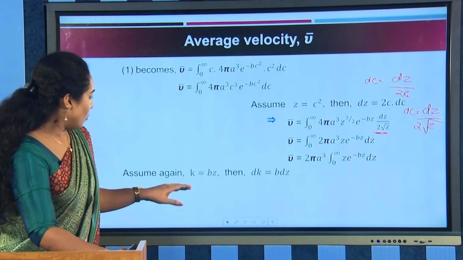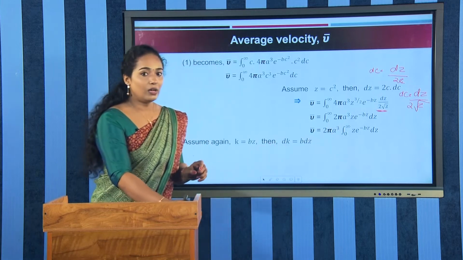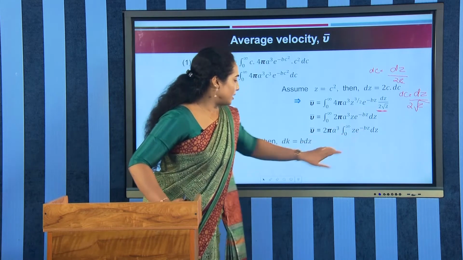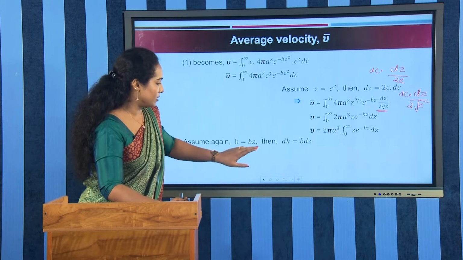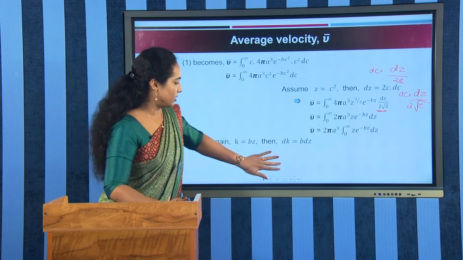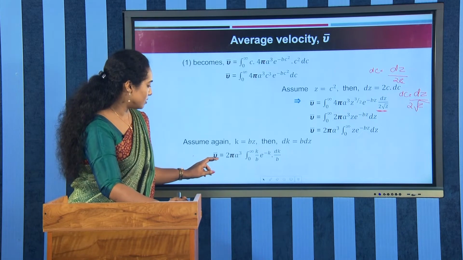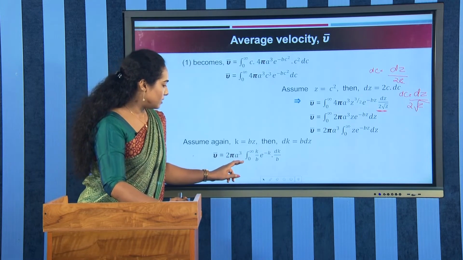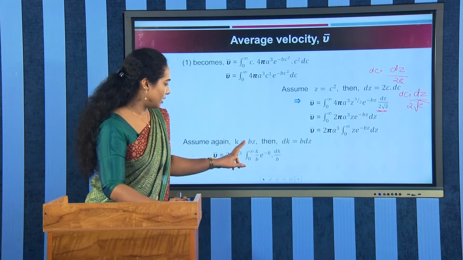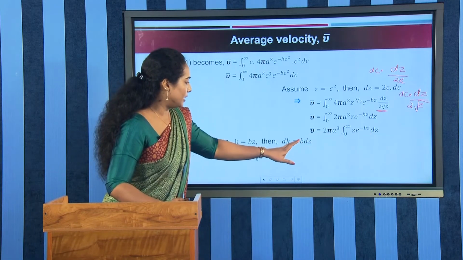Okay. And now again I am assuming that bz is equal to k. This is done in order to find out the value of that exponential term. Okay. And here, as I am assuming k is equal to bz, then dk is equal to b into dz. Then substituting these assumptions into this equation, we can write mu bar is equal to 2 pi a cube integral 0 to infinity, z can be replaced by k by b, e raised to minus k into dk by b, because we need to substitute for dz. So, dz will be dk divided by b.